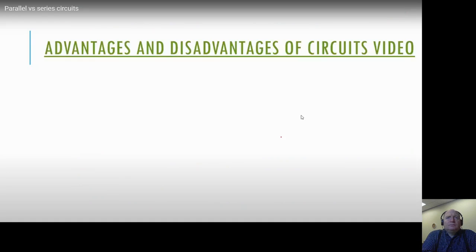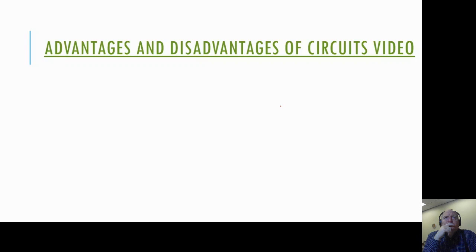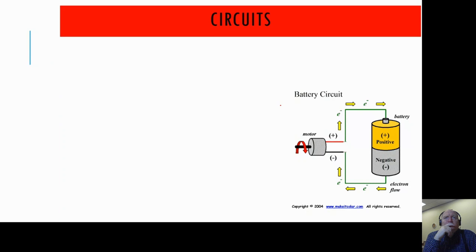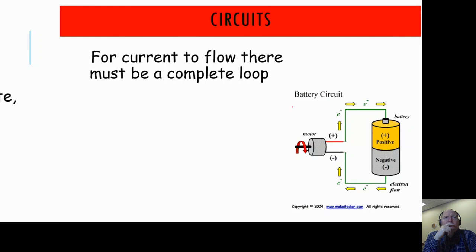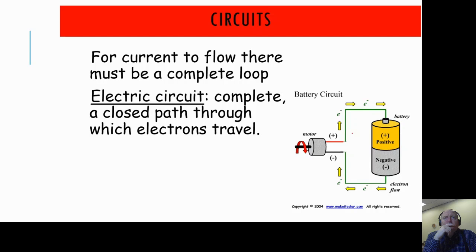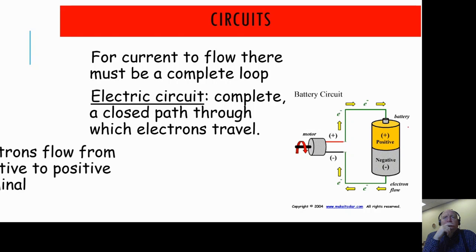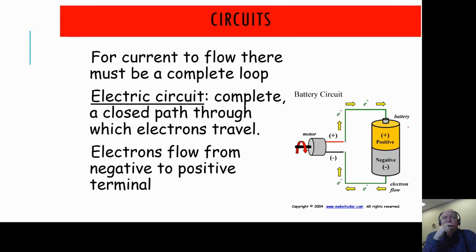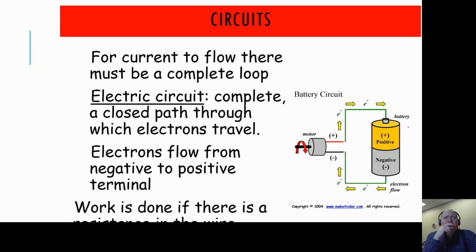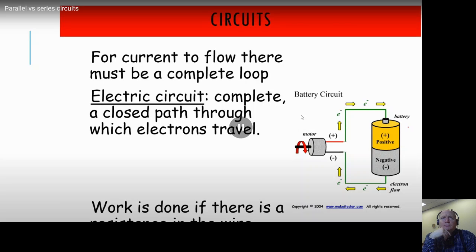Complicated, so you can skip this one. This is the link, and then we went into circuits. And so for a circuit, you need to understand that it needs to be a closed loop. If the electricity can't flow through the closed loop, it will not work. Electrons are always going to flow from the negative to the positive terminal. Work is done if there's resistance in the wire. So I just wanted to pause here and say that this is an interesting example, right?